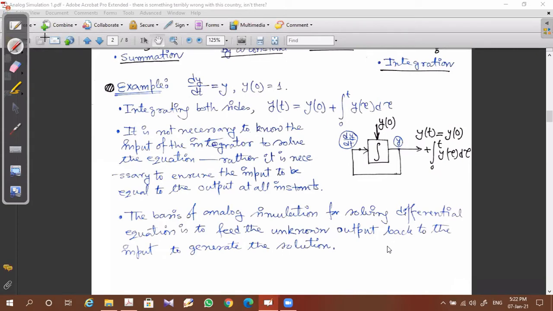Now, everybody understood this? Yes, sir. Yes. কোনো confusion নেই?